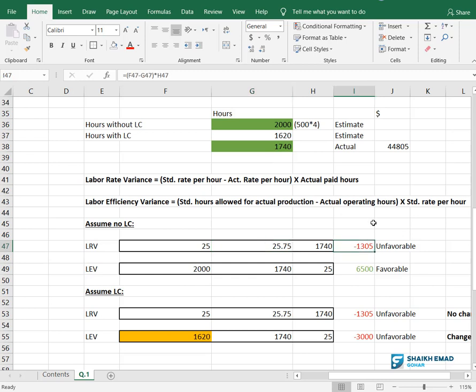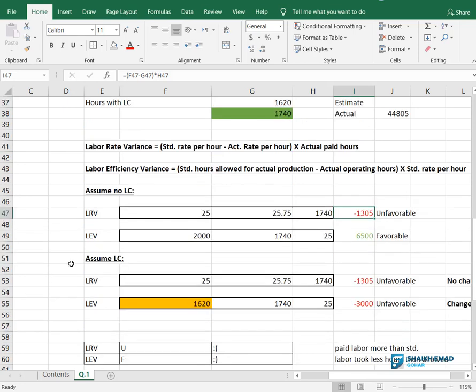Okay, how to get this 1305? If you see the formula above, how to calculate labor rate variance? First of all, you take the standard rate, which is 25, minus the actual rate, which is 25.75, and then multiply with the actual hours to make it in total. So how many were actual hours? Remember, 1740. So we got to know that the variance is 1305. And why red? Because this is not good. When variance is not good, we call it unfavorable. When variance is good, we call it favorable. In the exam also you have to use these words. Please write yes in the chat box if you got labor rate variance.